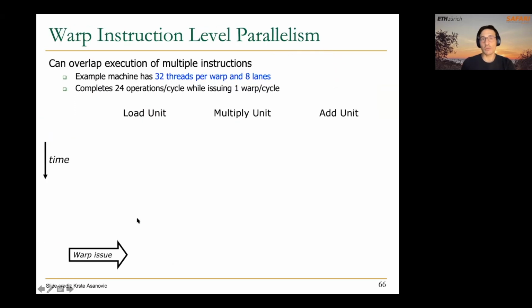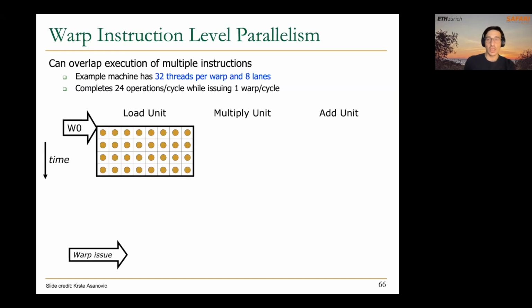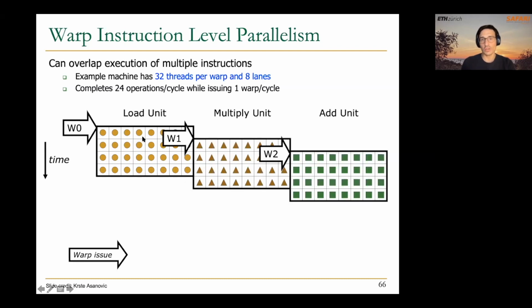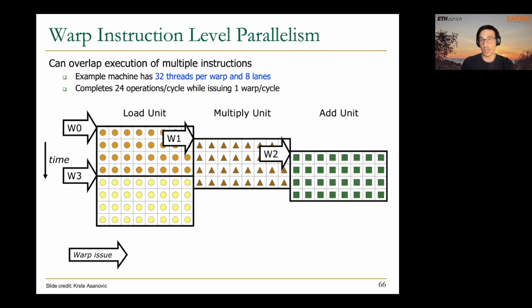And here we have another example. In this particular case, we assume that we have 32 threads per warp, but we only have 8 lanes. What that means is that every single cycle, we can start the execution of an instruction, for example a load instruction in the load unit, for 8 of the 32 threads. In the next cycle, we will start the execution for the next 8 threads, and so on. After 4 cycles, we would have issued the whole load for the 32 threads of the warp. We can do the same in a multiply unit or in an add unit, and then for later instructions coming from different warps.